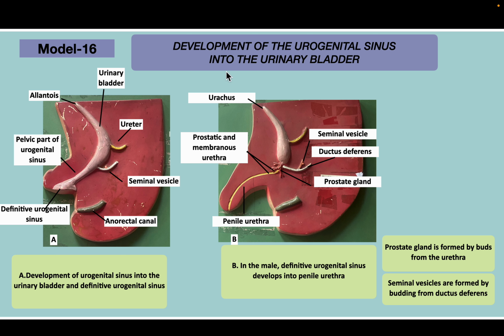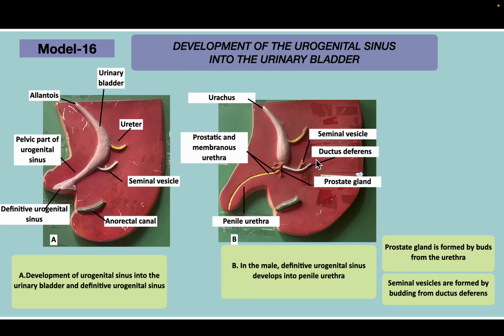Now this is the next model showing the development of the urogenital sinus into urinary bladder. So in this model what is visible? So this is the urogenital sinus, the two parts, that is definitive urogenital sinus and pelvic part of urogenital sinus. Then here the ureter is there and allantois is there. Now from this portion the ureter is arising, here the seminal vesicles, then this is anorectal canal.